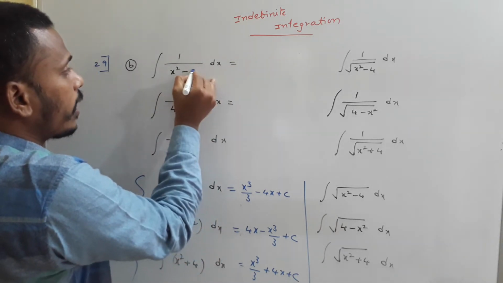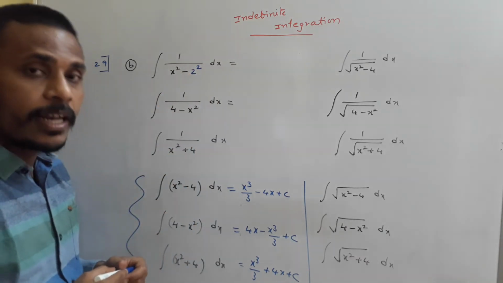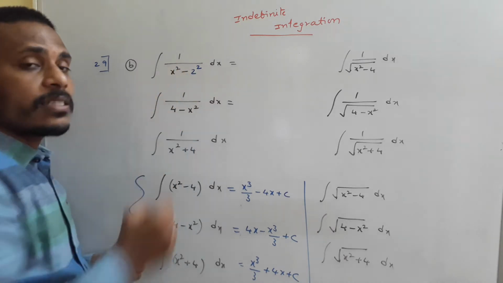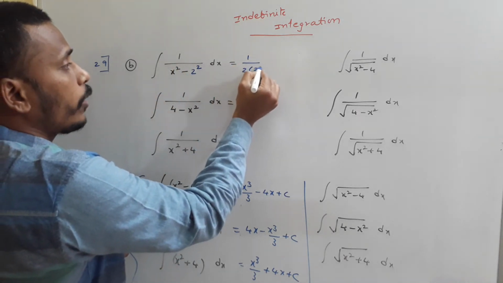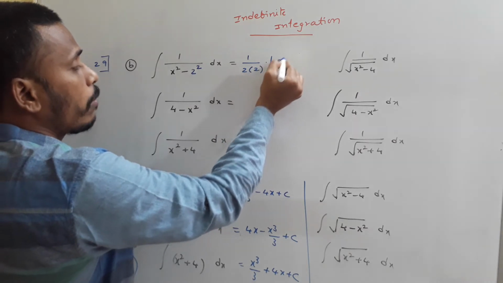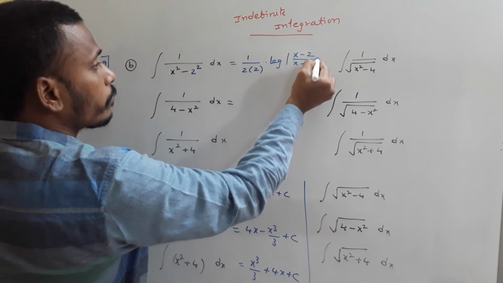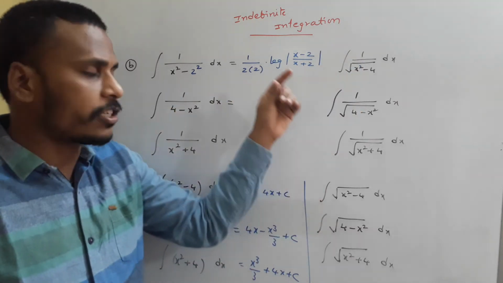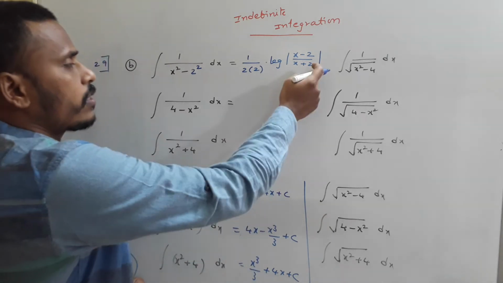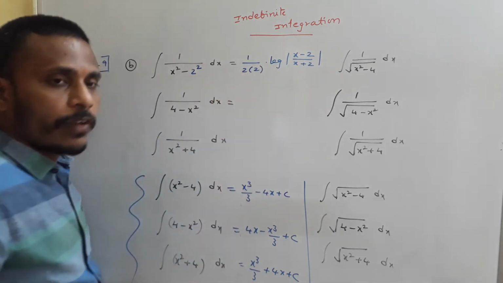4 can be written as 2 square. What do you say? Okay, this 4 can be written as 2 square. So x² - a² means 1/2a. So 1/2 into 2 logarithm of x minus 2 by x plus 2 plus c. Plus c, the constant of integration, we need to write for everything. So space లేదు కాబట్టి I am just leaving. So 1/2 into 2 into logarithm of x minus 2 by x plus 2.